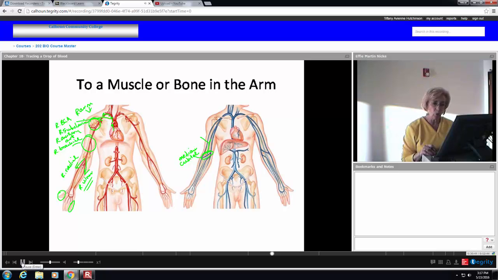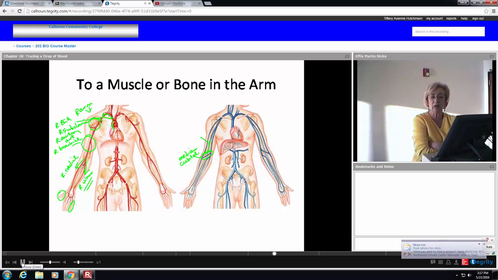But don't worry about putting that in any of the tracings. Okay, now notice I've said let's go to a muscle or a bone in the arm. So let's take the right arm and let's go down to, let's say the brachialis, let's go down to the deltoid muscle, for instance. Where's the deltoid muscle? It's this big shoulder muscle, right?